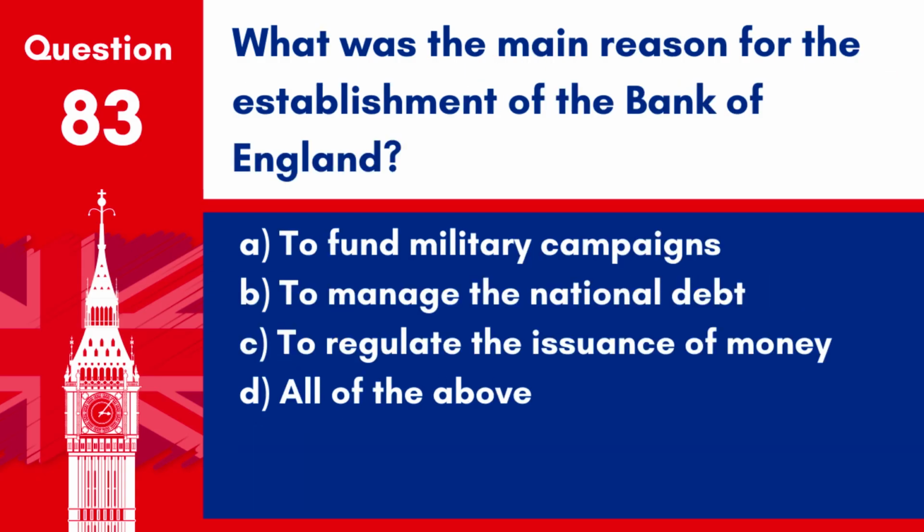Question 83. What was the main reason for the establishment of the Bank of England? A. To fund military campaigns. B. To manage the national debt. C. To regulate the issuance of money. D. All of the above.